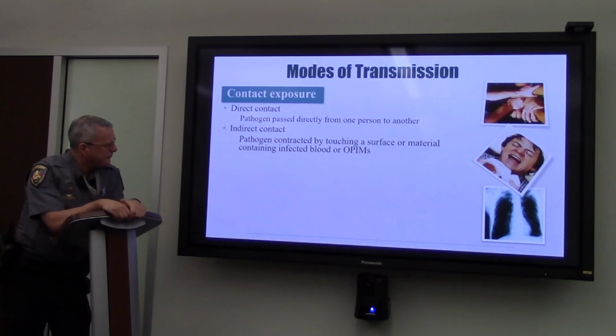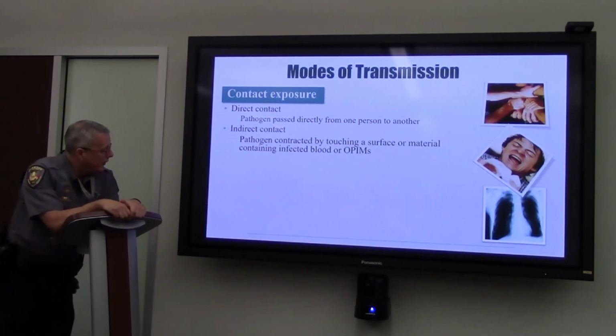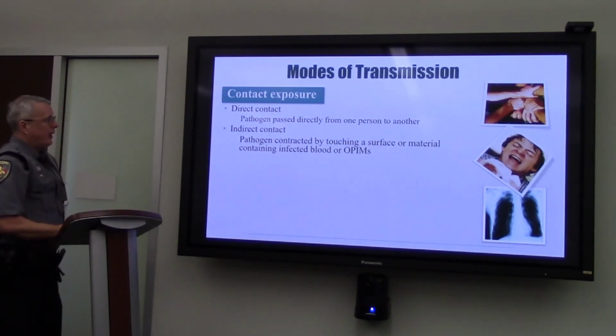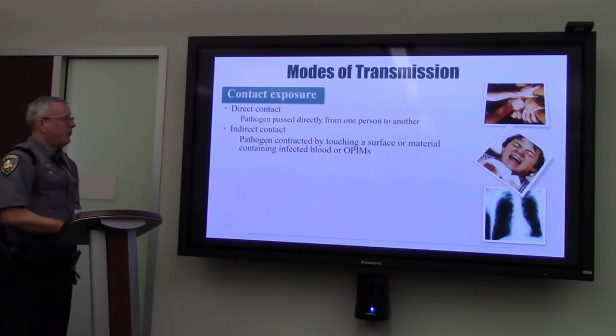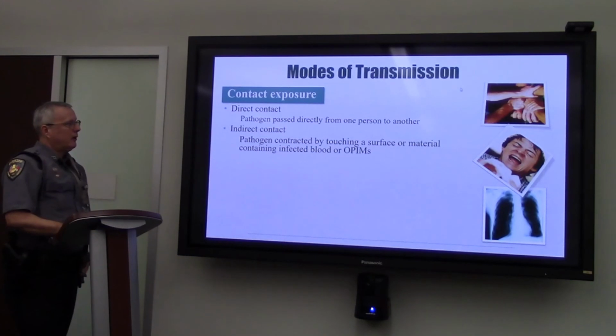Indirect contact is when there's any kind of an intermediary surface. If I were to cough on a table, or bleed on a table, or leave a dirty infected needle on the table, and somebody were to either touch that infected material or stick themselves with a needle, that is what you would call an indirect contact. What defines indirect contact versus direct contact is that there's some sort of intermediary surface or material that contains the infected blood or material.